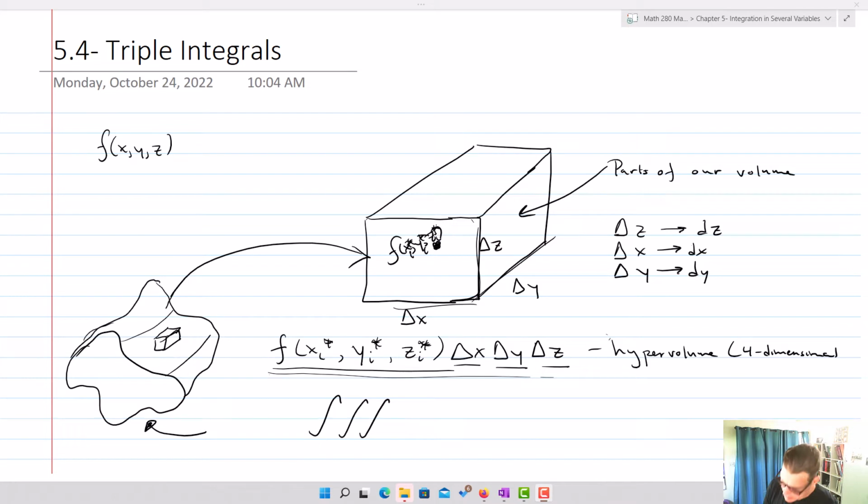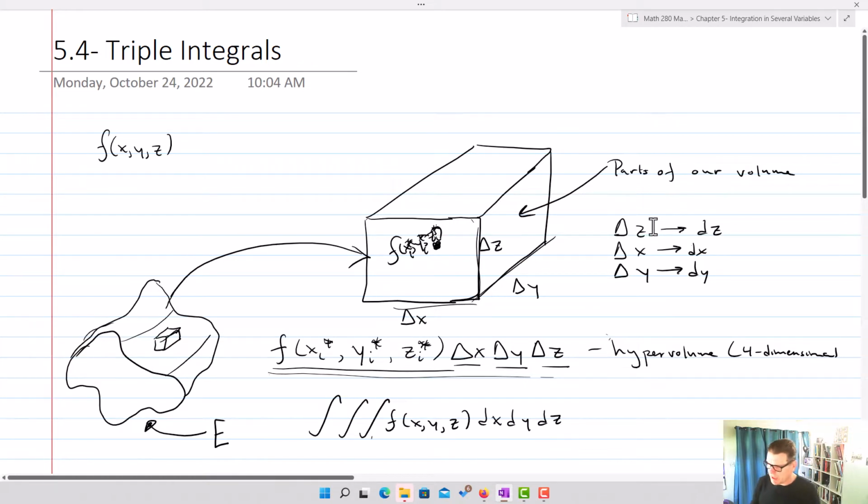We're going to call this region E. And so E is just made up of lots of these little boxes. E is going to be bounded by either a set of functions or a set of bounds, and we'll talk about that in a little bit. And so we'll end up with this triple integral, and it'll basically just be f of x, y, z, and then dx, dy, dz. We want to put it in that order, and there you go.